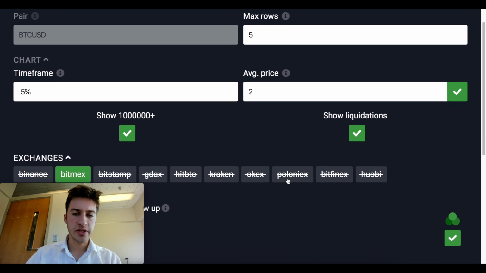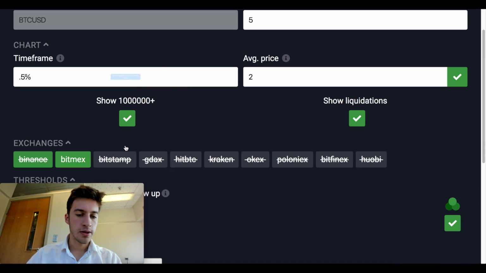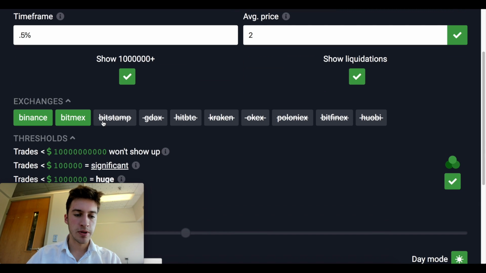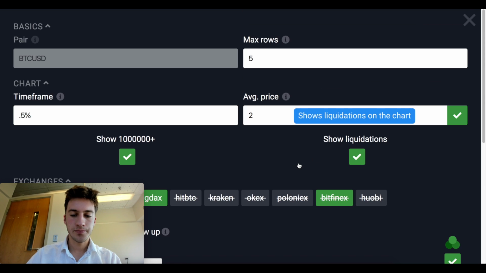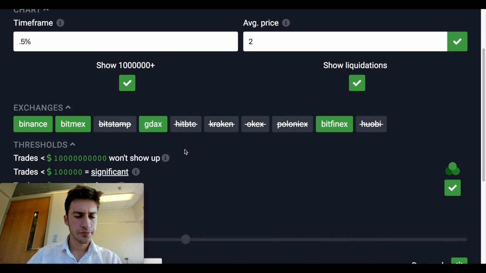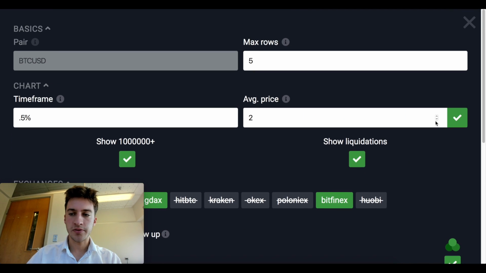So currently I just have BitMEX set up, but what I'm going to do here is add the major exchanges, so Binance, BitMEX, GDAX, and of course Bitfinex. So let's add those. And I'm just going to keep it at those major 4 exchanges for right now.